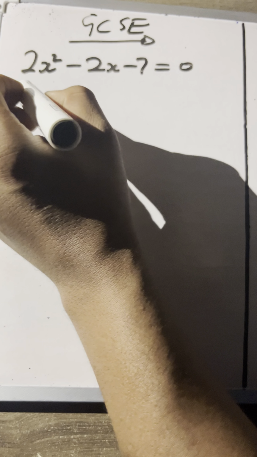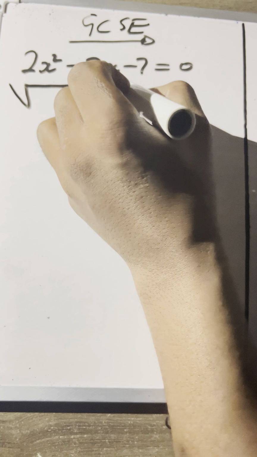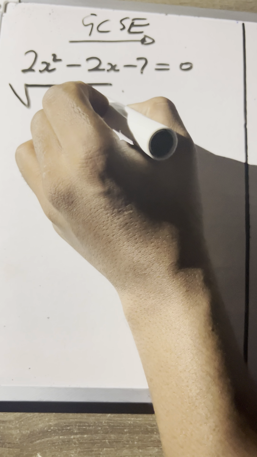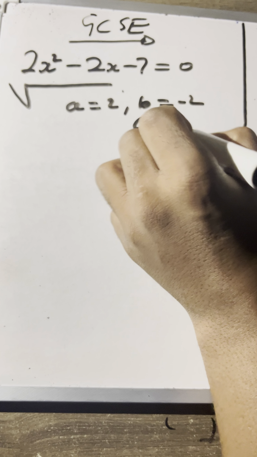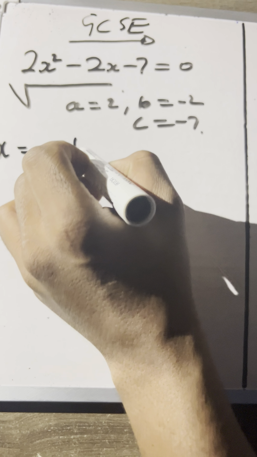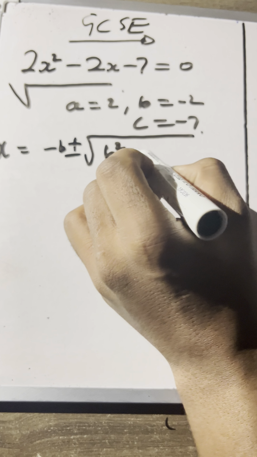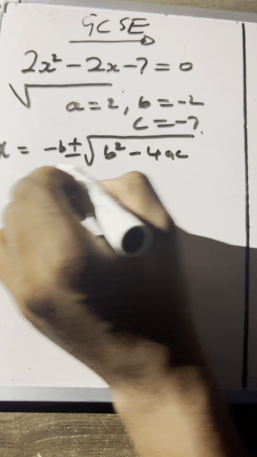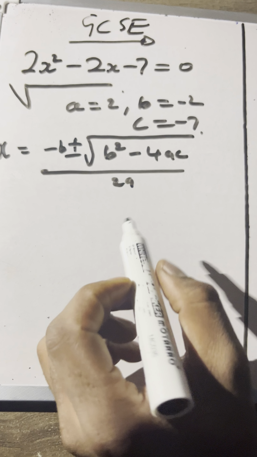All right. Now, the quadratic equation says a is equal to 2, b is equal to minus 2, c is equal to minus 7. Now, x is equal to minus b plus or minus the square root of b squared minus 4ac, divided by 2a. How do we solve this?